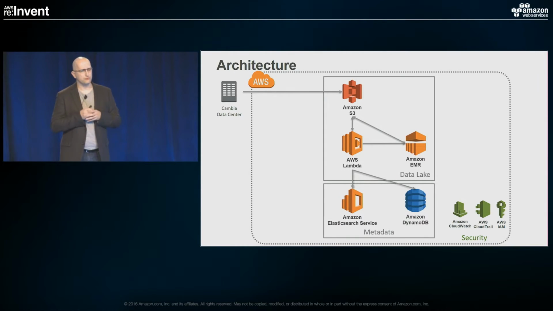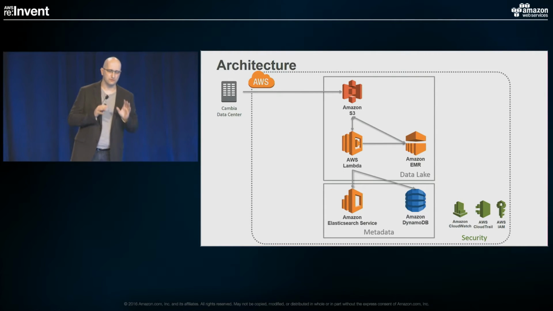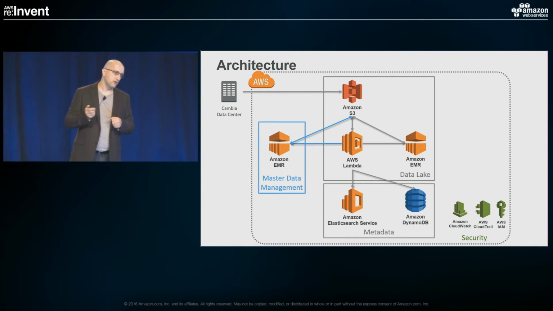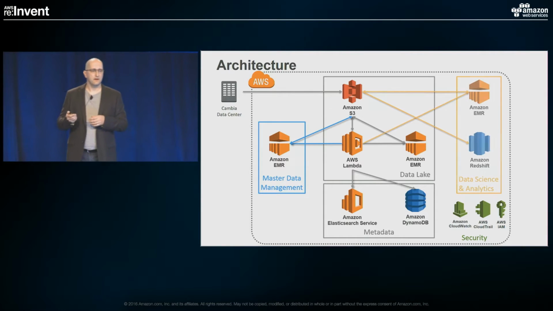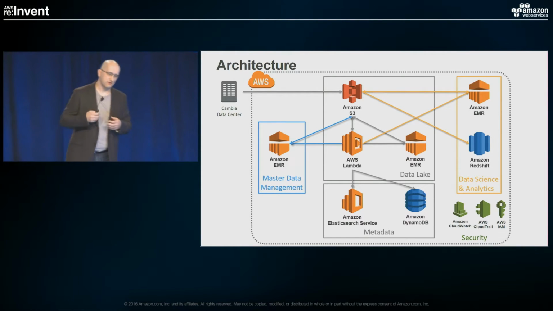But what did we do? We went for the data lake. So we built out the data lake to get the data there so that we can process it for our master data management solution. We pretty much followed the model that was presented last year at re:Invent in the BDT 317 session, and you can look it up. It's not that different. And we used Lambda, Amazon S3, of course, and then for the metadata, Elasticsearch and Dynamo. We used EMR for our master data management, and I'll get into more detail on what we achieved there. And then we used EMR yet again, and Redshift for the actual data science and the analytics.